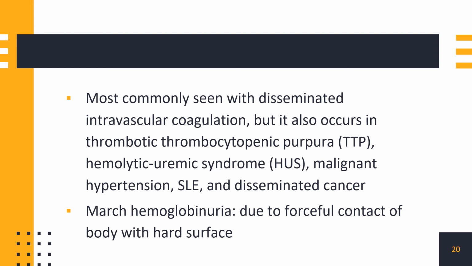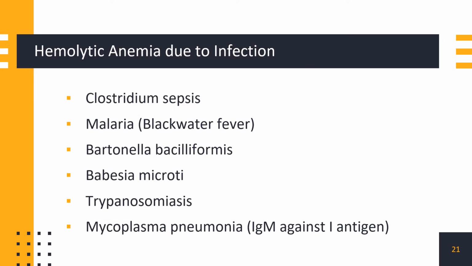A condition called march hemoglobinuria arises due to a forceful contact of the body with a hard surface. Hemolytic anemia can also arise as a result of infection, such as in Clostridium sepsis, those who are sick with malaria, termed blackwater fever, those who are infected with Bartonella bacilliformis, Babesia microti, parasites such as trypanosomiasis, and the bacteria Mycoplasma pneumoniae, wherein the IgM is against the I antigen.